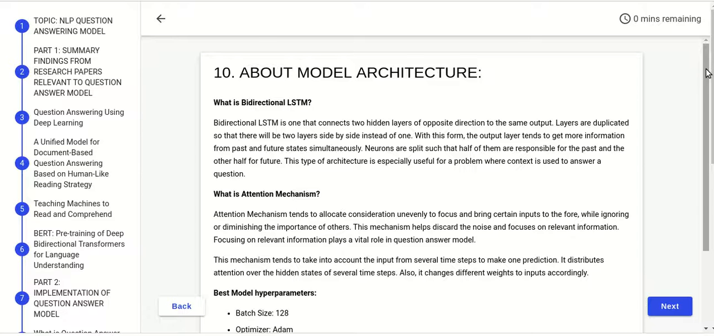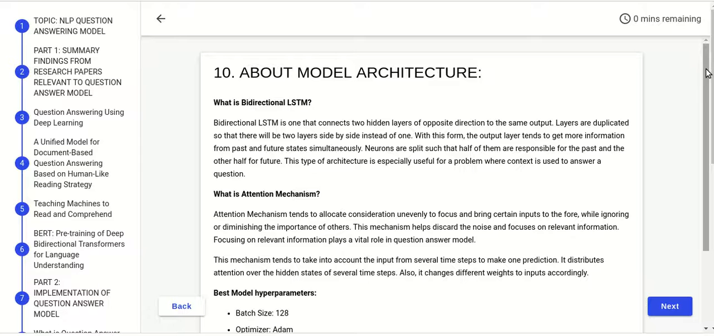And what is attention mechanism? So what attention mechanism basically does is, when there is a huge text, say for example, if the text is about 4 or 5 lines, you won't know where exactly to concentrate, especially when giving an output answer. So attention mechanism makes sure that attention is given more to the relevant information, and it will discard your noise.